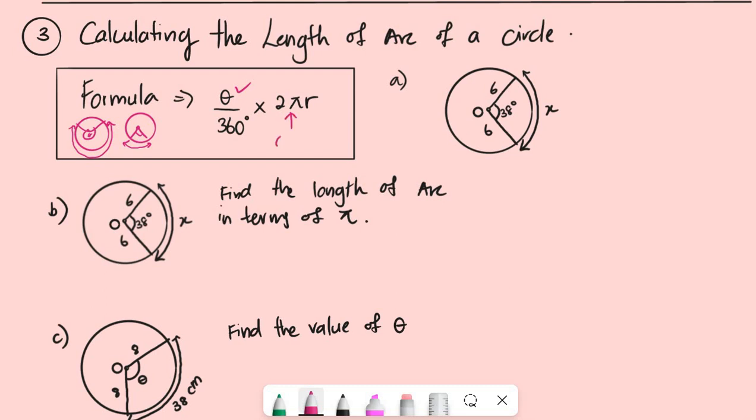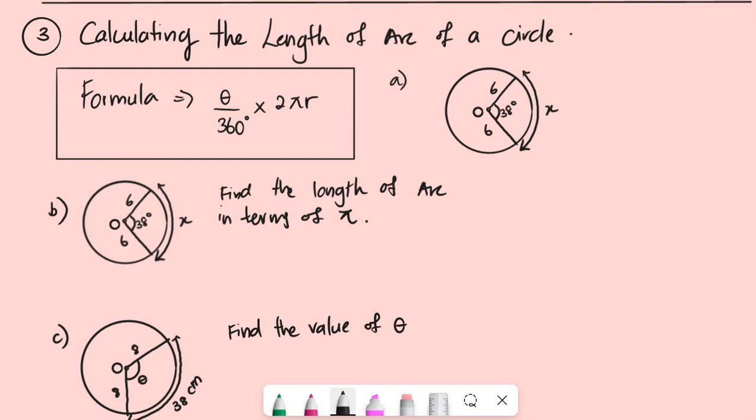If you can see, 2 pi r is the circumference formula. Like I've mentioned earlier, the length of arc is part of the circumference. That's why we use the circumference formula here. So this is the formula for length of arc: theta divided by 360, where theta means the angle at the center, times 2 pi r.